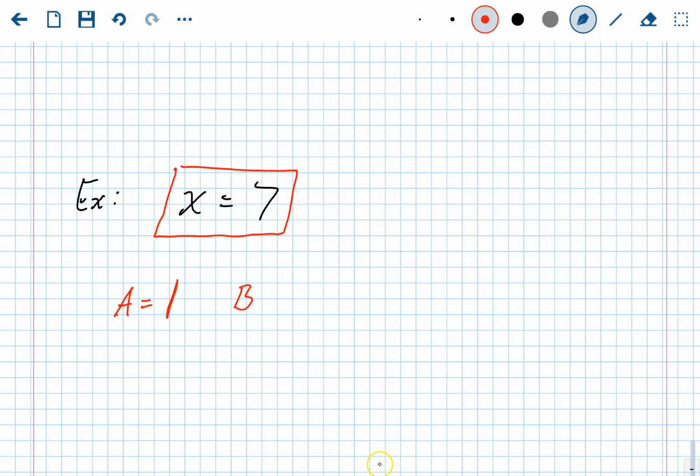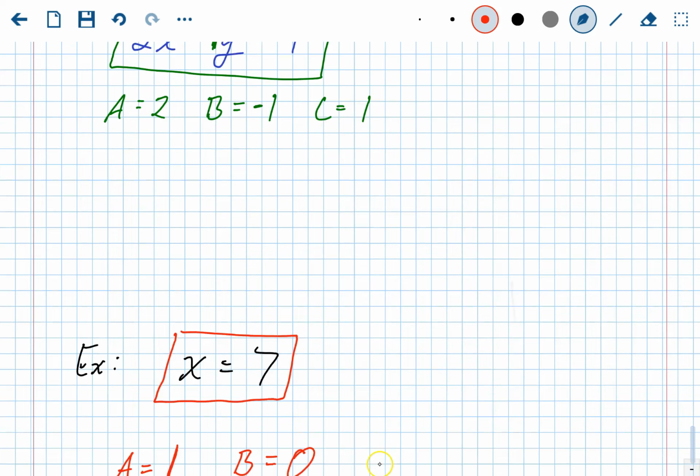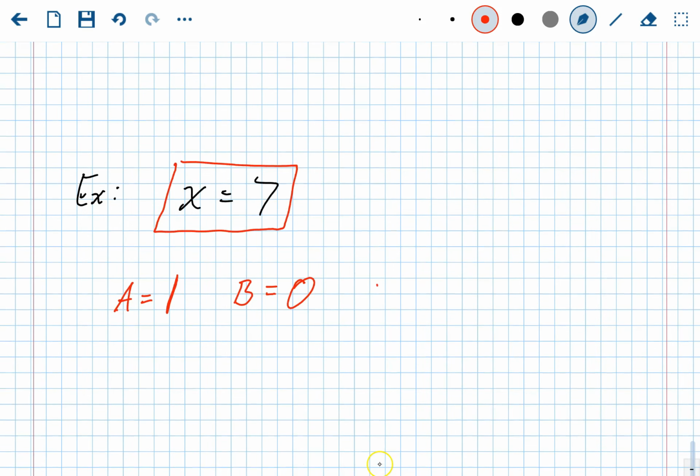B is the number in front of y. There is no y term here, which means b is 0. And c is the constant. The one on the right side, c is 7. Again, that does still have an a, b, and c value. Now, again, we would never write it like this, but it could be rewritten as 1x plus 0y equals 7. That's standard form. But again, we always write its simplest form, which is just x equals 7, where a is 1, b is 0, c is 7.